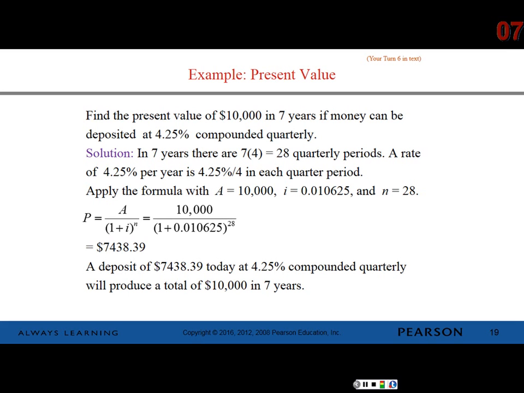So plug all that into the formula, and what this concludes is that if you deposited $7,438.39 today into an account that was paying an interest rate of 4.25% compounded quarterly, you would have a total of $10,000 in 7 years. So your investment of less than $7,500 at a relatively low interest rate turns into $10,000 in 7 years.